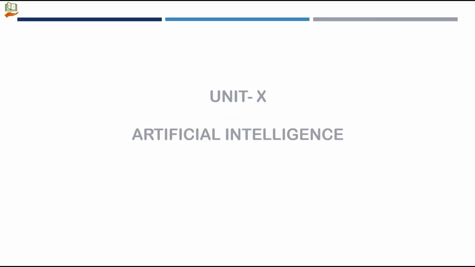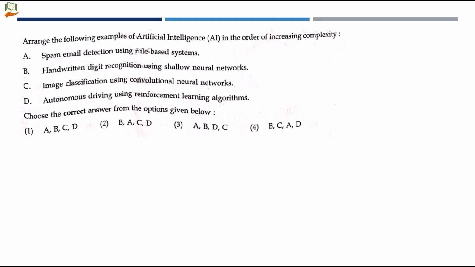Let's solve Unit 10 Artificial Intelligence questions. Arrange the following examples of artificial intelligence in the order of increasing complexity. Let's first see the options.